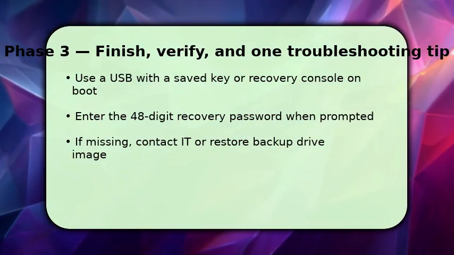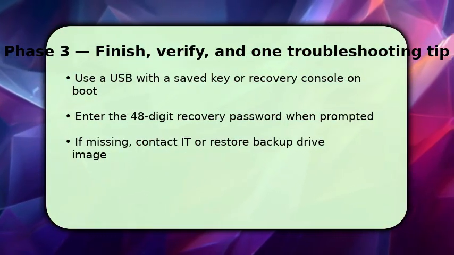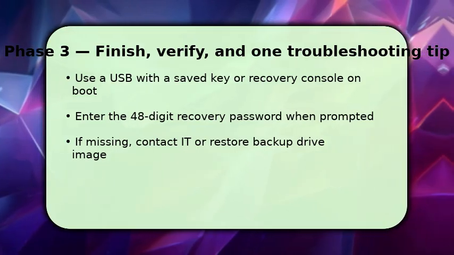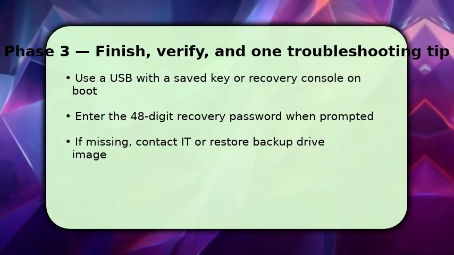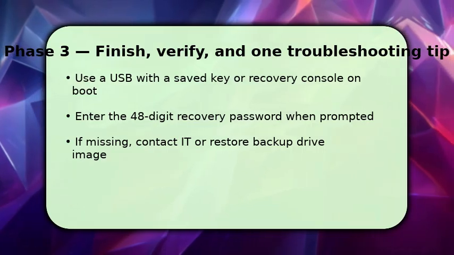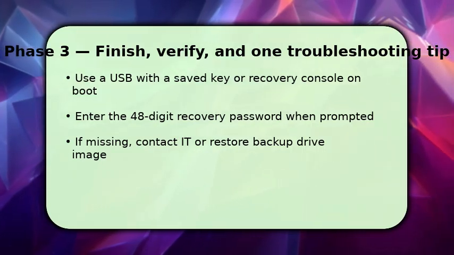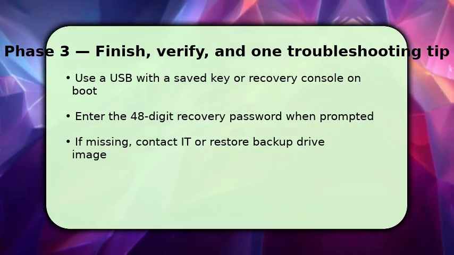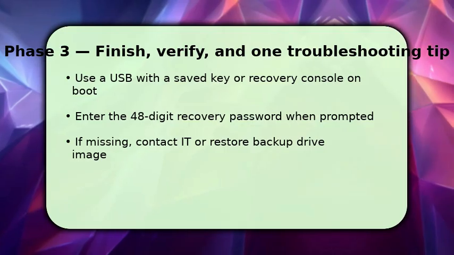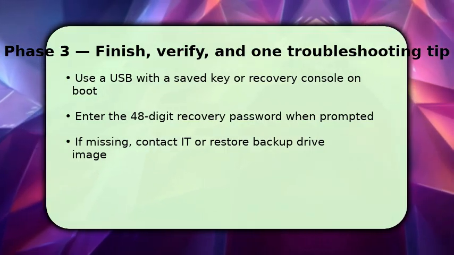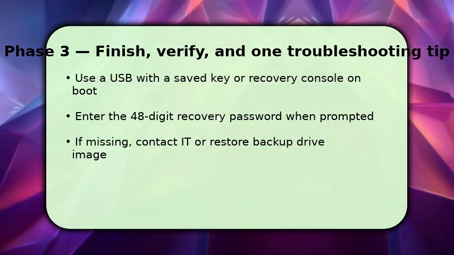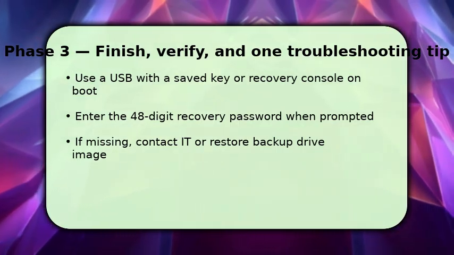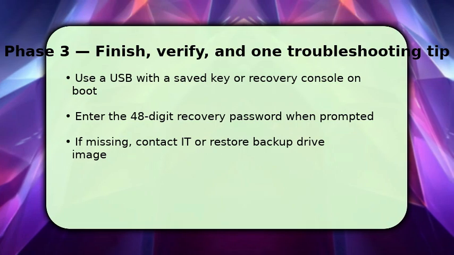Finish by using what you found. If you saved the key to a USB, boot the PC and follow the BitLocker prompt to load the key. Otherwise, type the 48-digit recovery password exactly when asked. Once unlocked, suspend BitLocker to change settings or back up the key to your Microsoft or AD account. If nothing appears in any account, make sure to contact your IT admin immediately. Do not try random keys. In many cases, restoring a backup image or replacing the drive is the safest troubleshooting step.